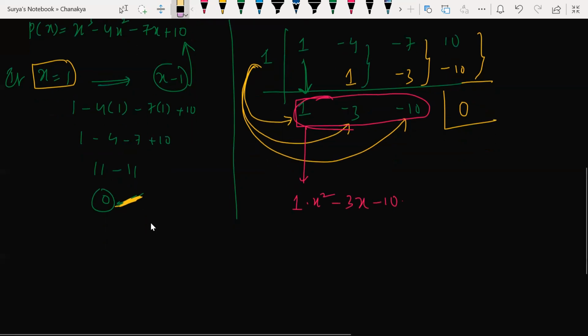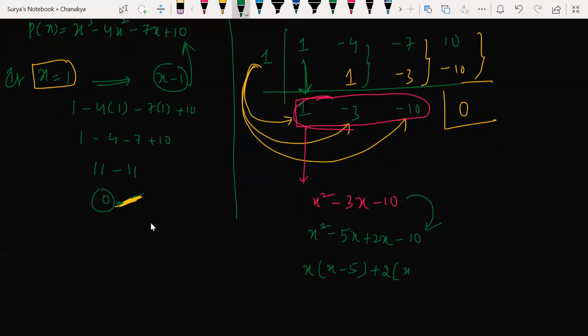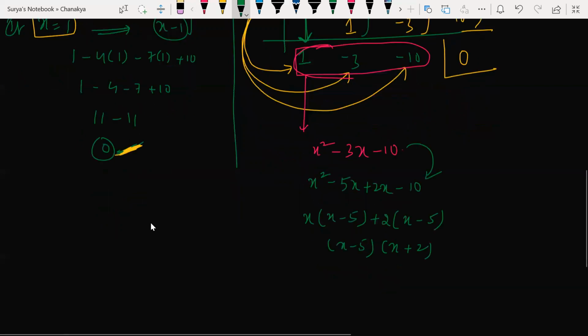Now I know the factorization of this very easily, right? Please, after everything you can ask me, don't interrupt. So minus 3x can be written as minus 5x plus 2x minus 10. This is the splitting the middle term method. Taking x common from the first two terms, I get x into x minus 5, plus taking 2 common, 2 into x minus 5. Again x minus 5 is common, then what you are left with is x plus 2. So x minus 5 into x plus 2, and therefore x minus 1 is also a factor.